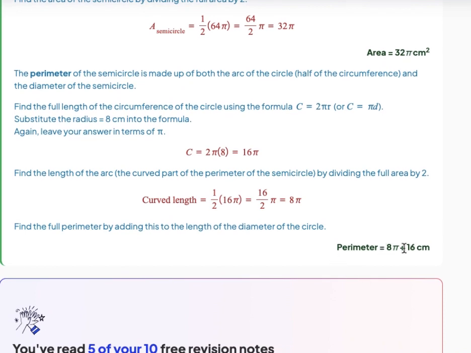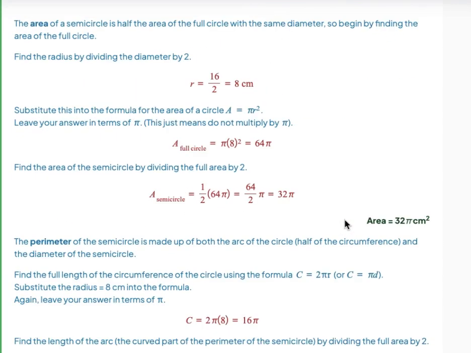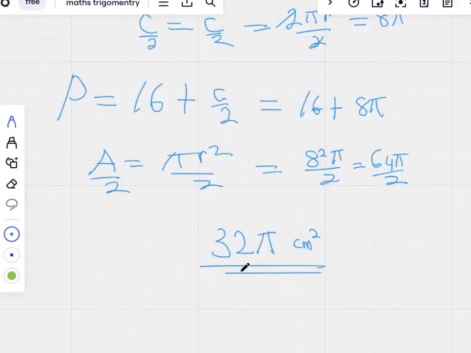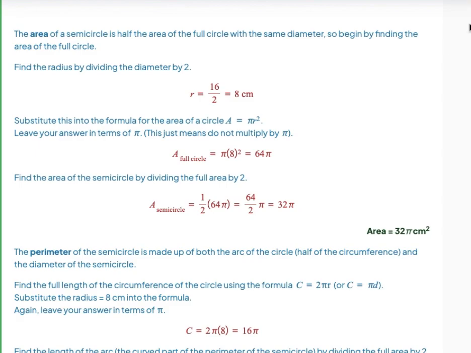Okay, the perimeter, we solved the perimeter, 8 pi plus 16. We solved the arc, the curve length, to be 8 pi, and we know the diameter to be 16. So 16 plus 8 pi gives us the perimeter of the shape, which is what we have solved already. Is that okay? Okay, let's move on.